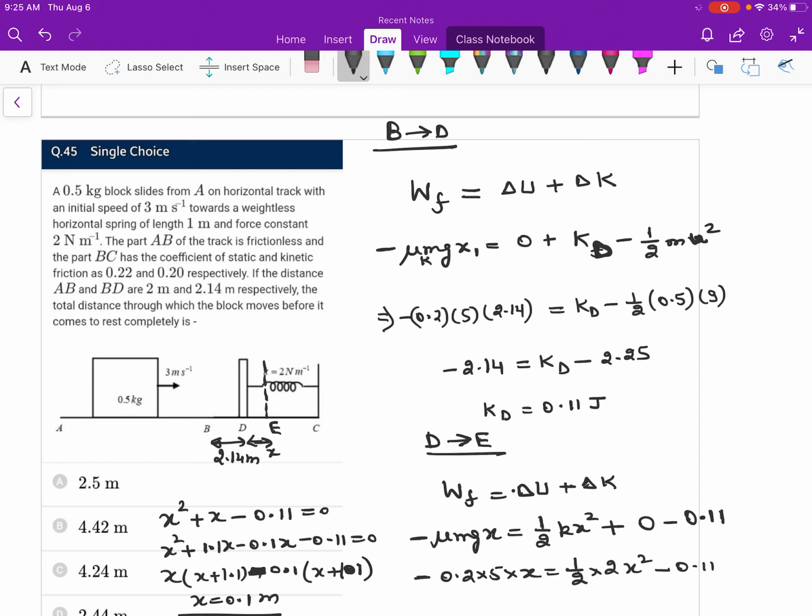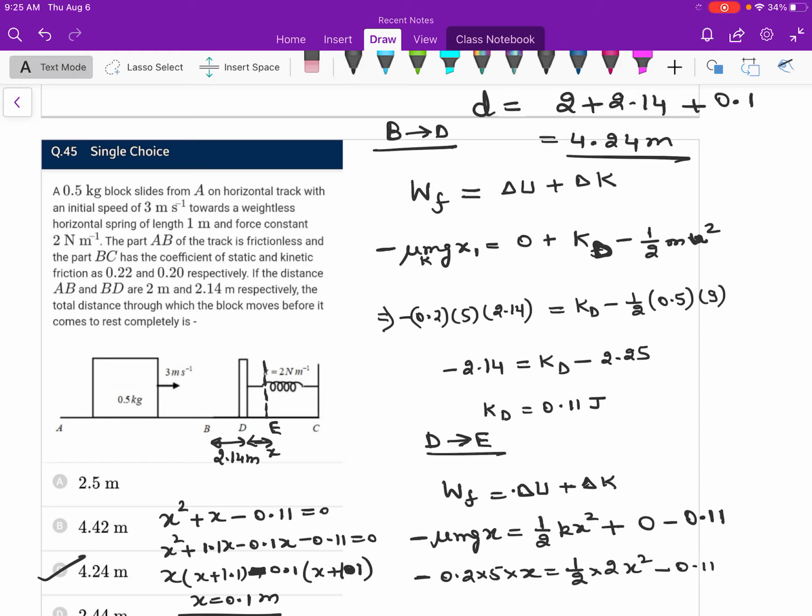So further the block moves by 0.1 meters. The total distance traveled is 2 meter plus 2.14 meter plus 0.1 meter. So that is 4.24 meters from the starting point. So C is the correct option.